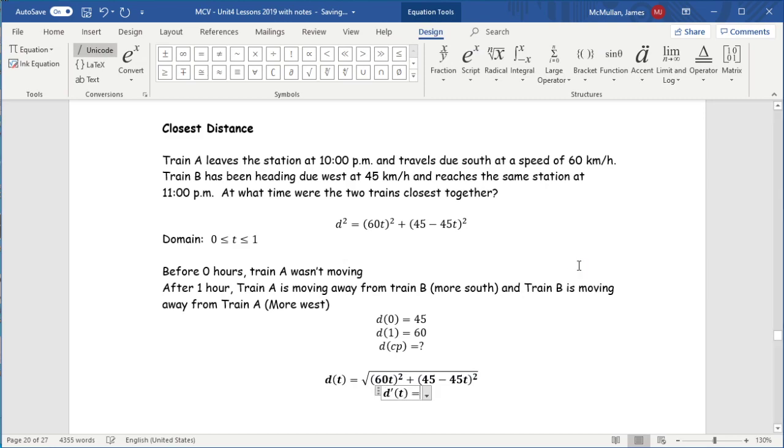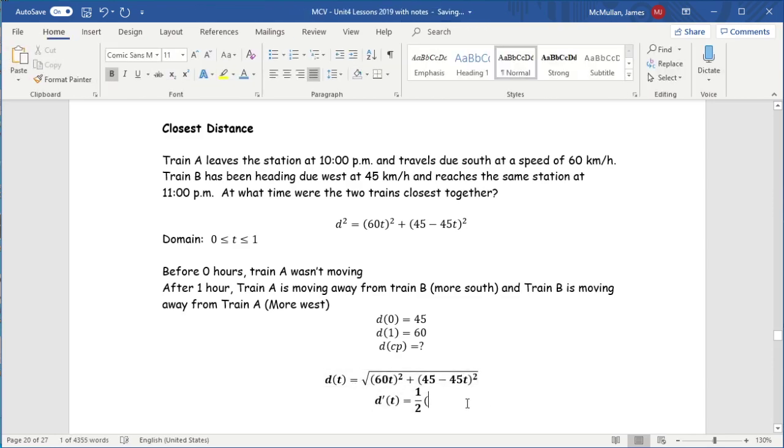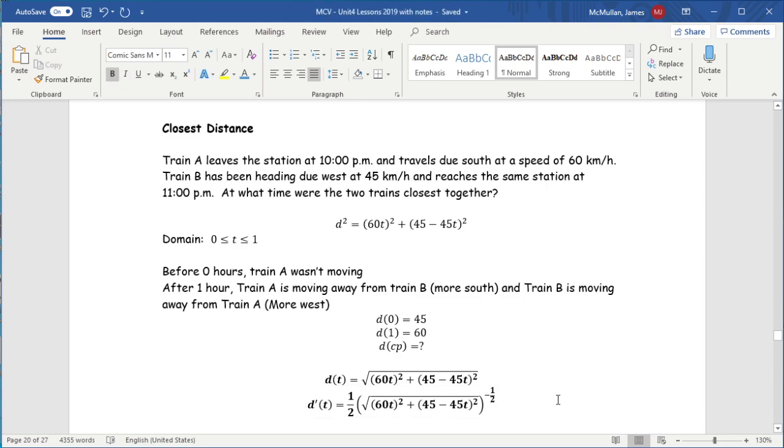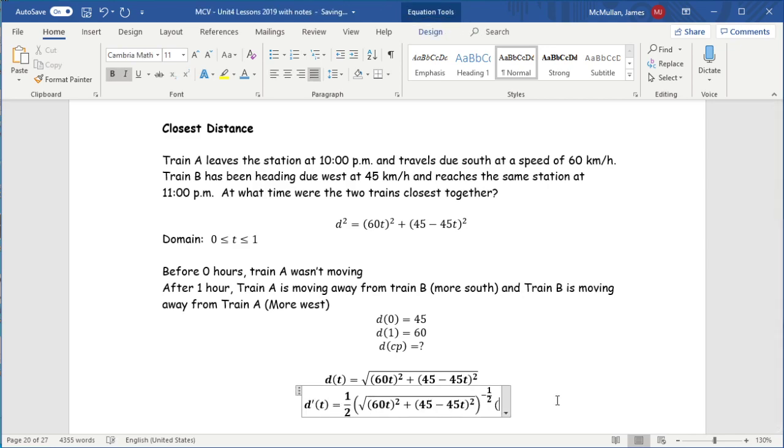So we go d prime equals. How do you do the derivative here? You're going to start by bringing the 1/2 to the front, copy the bracket out exactly as it was, and then to the power of negative 1/2. Okay, so you have that. Then you have the derivative of what's inside. Now the derivative of the inside here would be 2 bracket 60t to the power of 1, right? And then times the derivative of the inside, which is a 60.